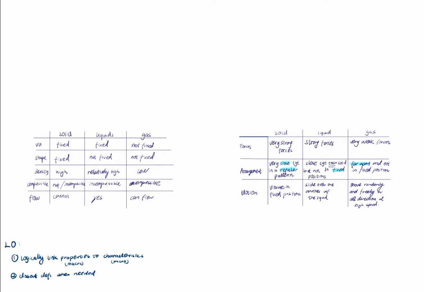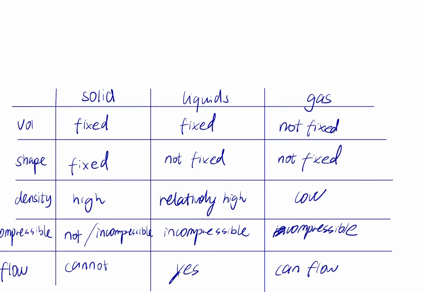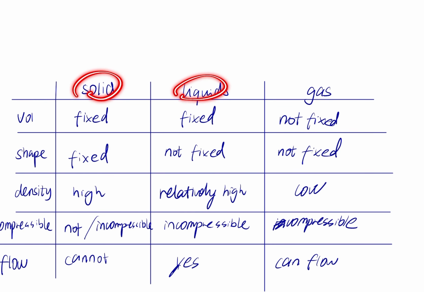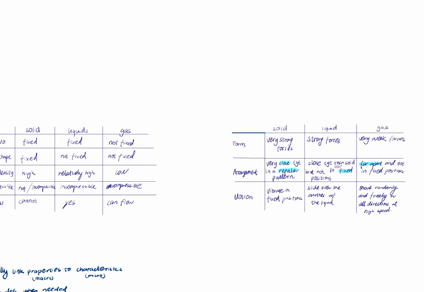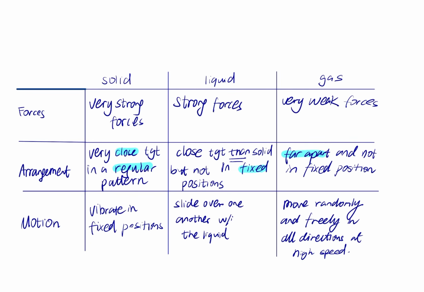Hello everyone. In the previous lesson, we talked about the overview of the kinetic model of matter, and we essentially looked at these two tables. This is what we observe from the outside: volume, shape, density, compressibility, and flow. And this is what we observe inside.